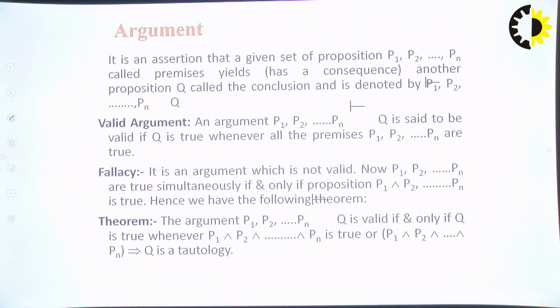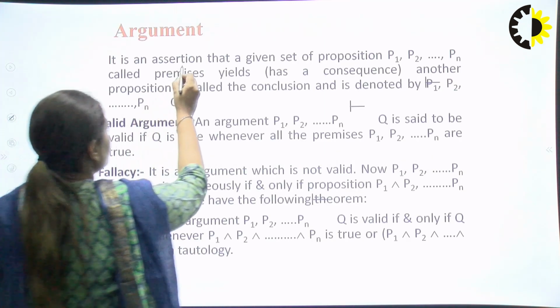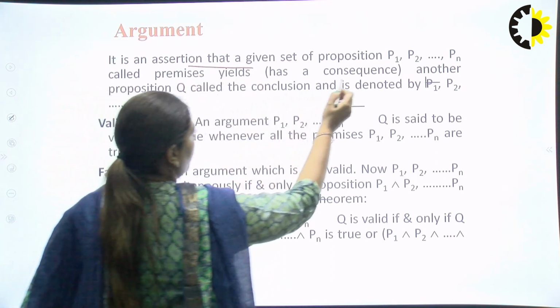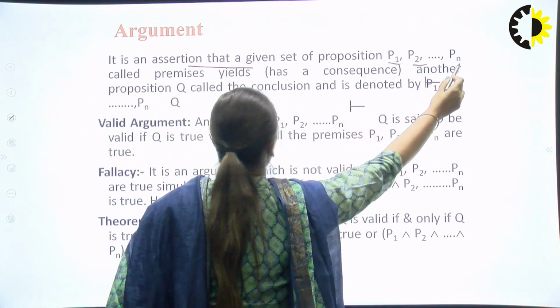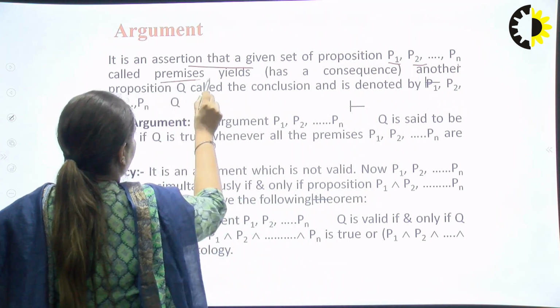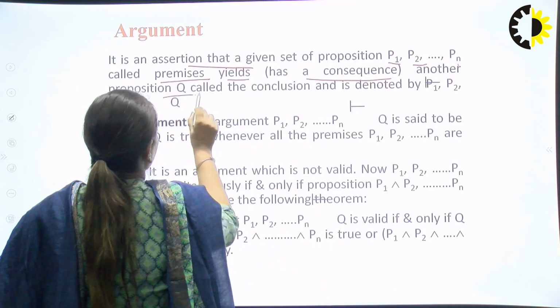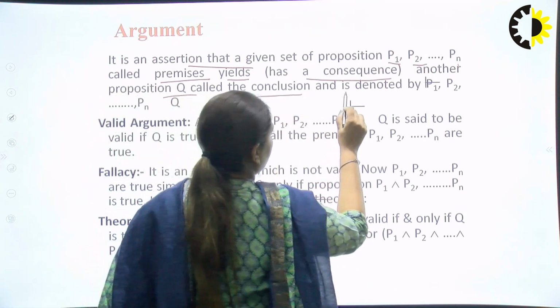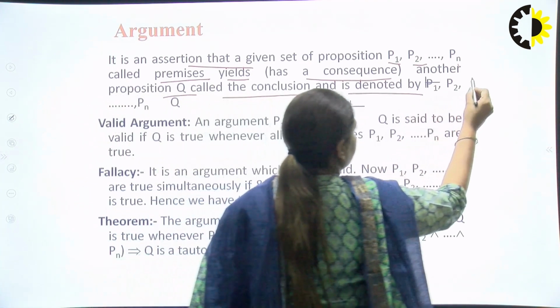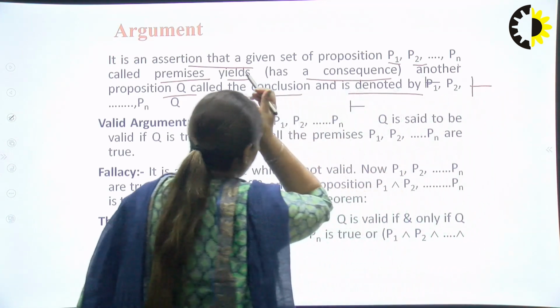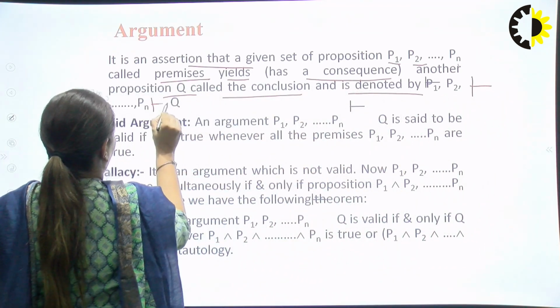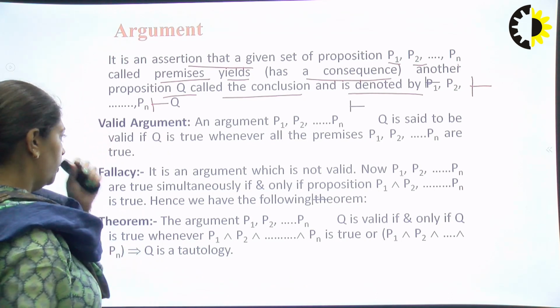What is an argument? It is an assertion that a given set of propositions P1, P2 up to Pn, called premises, yields another proposition Q as a consequence, called the conclusion. It is denoted by this symbol: P1, P2, up to Pn, therefore Q.